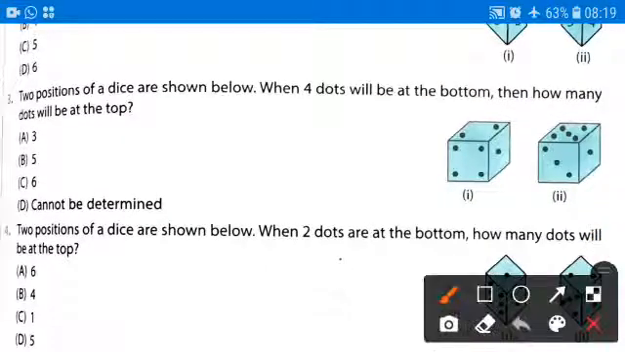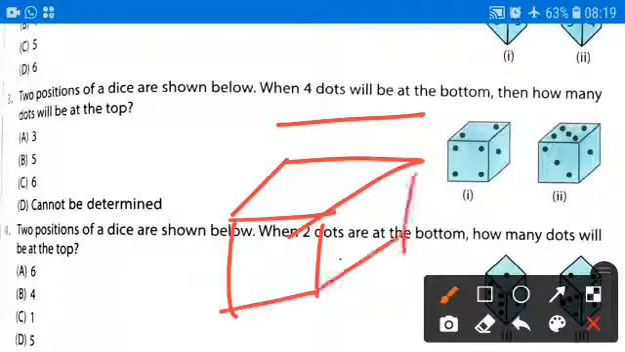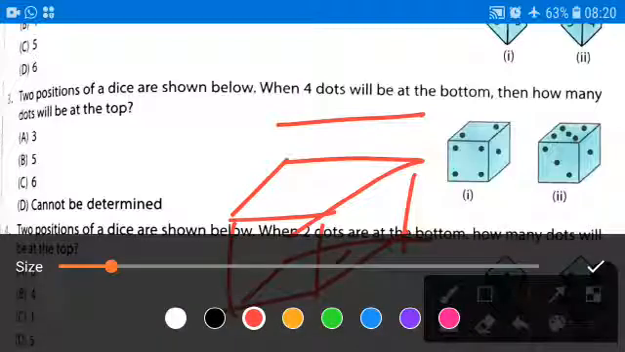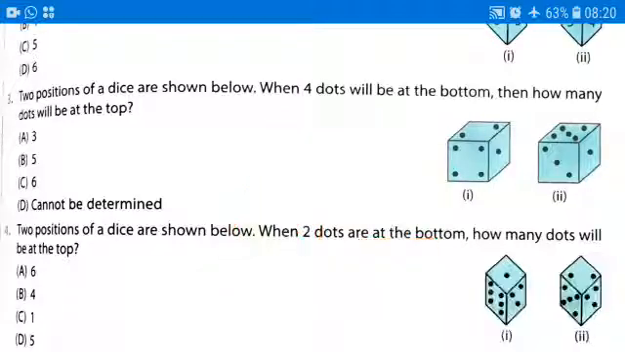So if 4 is at the bottom face, this is the dice, and this is the 4. Let me change the color. If 4 is here, then 3 will be at the top. This is what is being asked. This is the top face, and this is the bottom face.